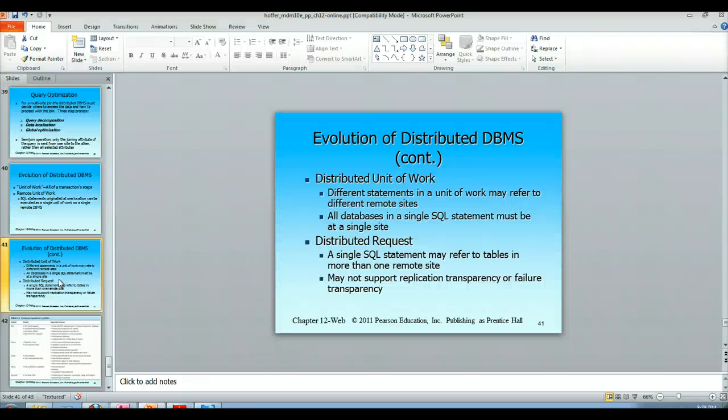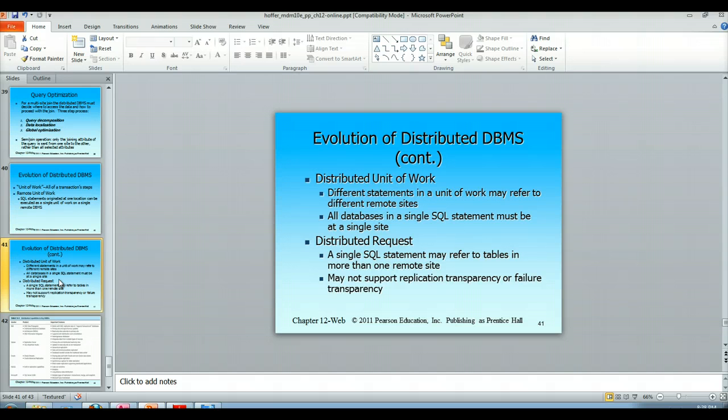And now we've got distributed requests, where the user submits a single SQL statement that may refer to tables in more than one remote site, but they don't care. It's transparent to them. But they may not support replication transparency or failure transparency.